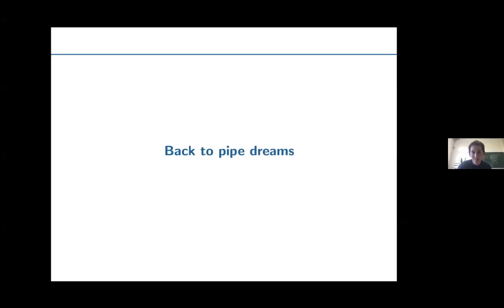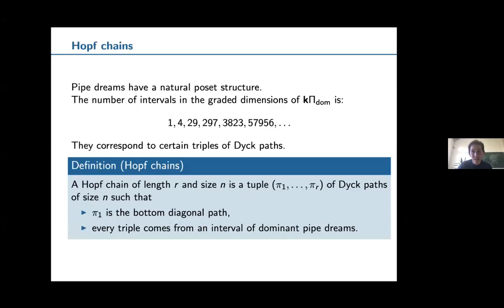Okay, so how is this related to the Hopf algebra of pipe dreams? So let me go to pipe dreams. As I told you, there is this really nice poset of Catalan numbers, which is called the Tamari lattice. Pipe dreams also have a really nice poset structure, which is given by increasing flips. I don't need to tell so much about it, but there is a nice poset structure on these combinatorial objects, and you can also count intervals there. And the number of intervals in the graded dimensions on this.